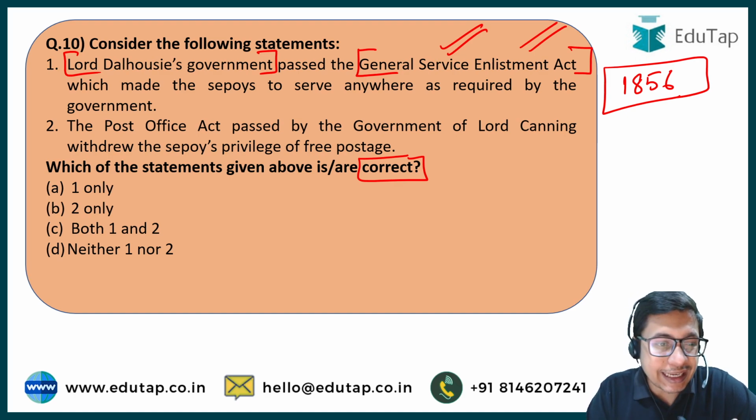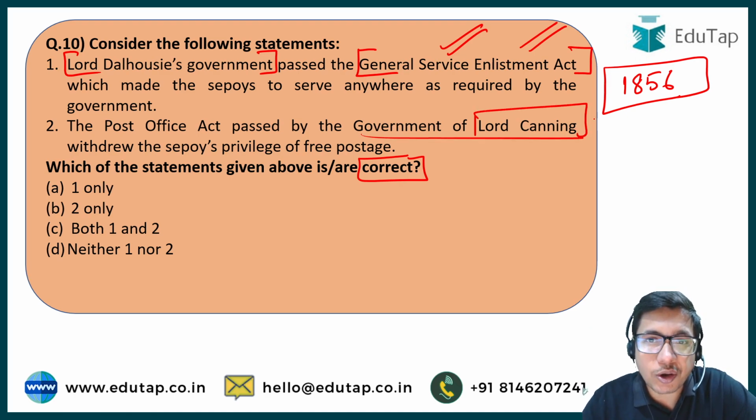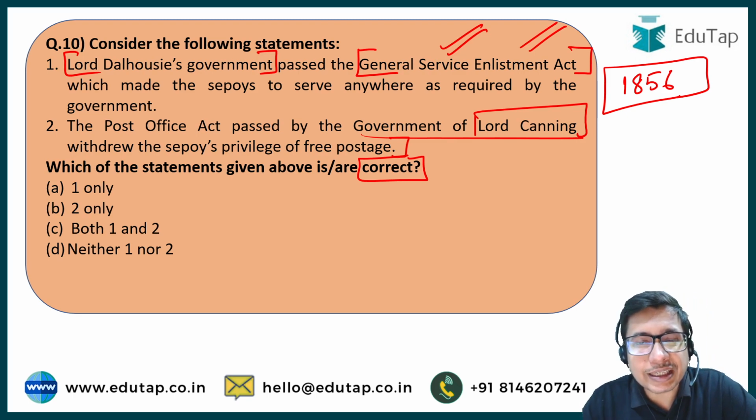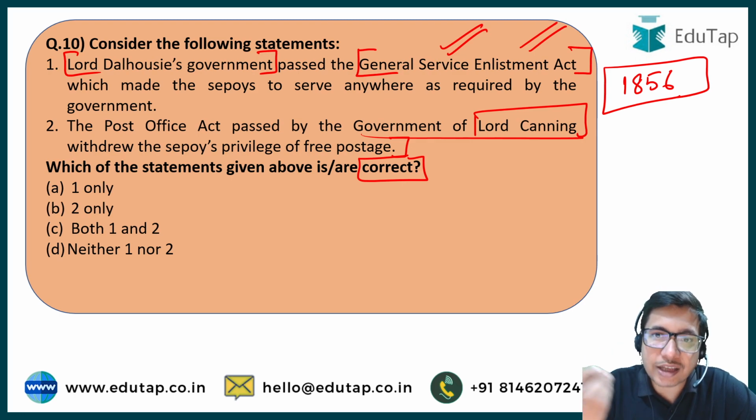Okay. The second statement says the Post Office Act was passed by the government of Lord Canning. Now, Lord Canning is the Viceroy or Governor General who came after Lord Dalhousie. He withdrew the sepoys' privilege of free postage. Sepoys, as we know, had to be stationed in their bases away from their homes and villages, and therefore a lot of sepoys, in fact all of the sepoys, used to write letters back home. This was the only way of communication, and on the letters they had to fix a postage, which was a kind of tax you were paying to the government.